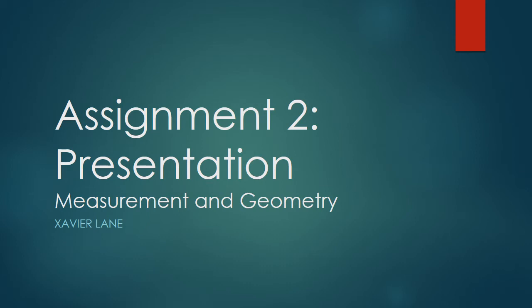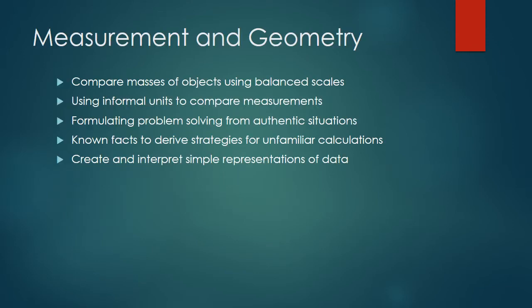Today I will be talking about measurement and geometry and how it can be taught from early primary school children. The following presentation will outline a method of teaching measurement and geometry to children from the ages 5 to 8 years old. The unit of measurement and geometry being expanded on is comparing masses of objects using balanced scales.